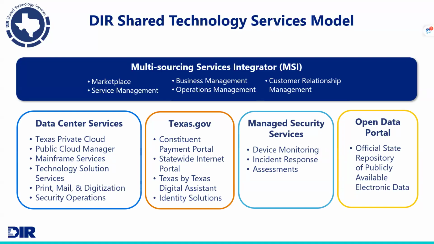Then the specific offerings available for customers to use include things like data center services. That includes private cloud, public cloud. If you're using mainframes in your IT worlds, there are technology solution services as well as print mail services. And then, of course, security operations, making sure that those data center services are kept safe, is also part of our data center services. This is also the program area where the Texas.gov portal lies. And again, that portal allows all of us to do business with the state, to renew our car registrations or buy licenses, things like that.